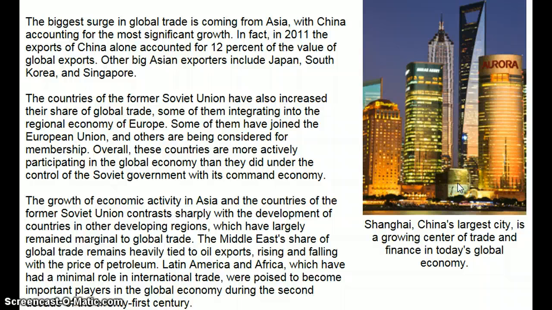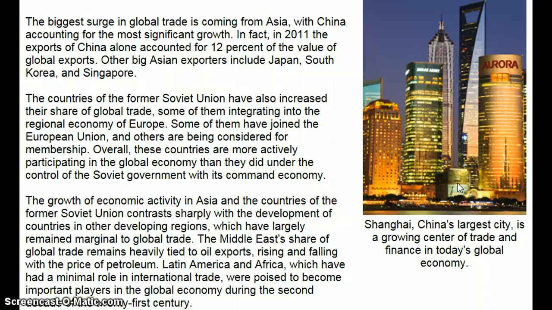The countries of the former Soviet Union have also increased their share of global trade, some of them integrating into the regional economy of Europe. Some of them have joined the European Union, and others are being considered for membership. Overall, these countries are more actively participating in the global economy than they did under the control of the Soviet government with its command economy.